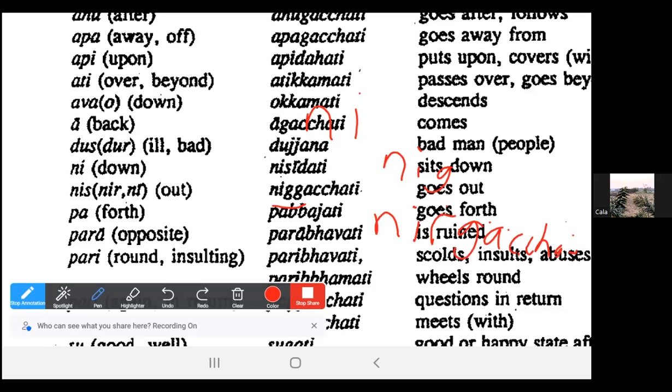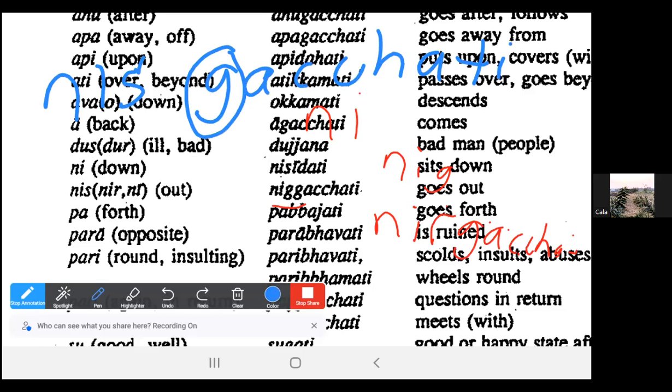Okay, so yeah, it's not clear. So let me change the color. So for example, you have the nis gacchati. Because of the influence of the G, you change it to G. So ni gacchati is easier to pronounce. If you pronounce nis gacchati, it is too difficult. You must say ni gacchati. Finish already. Anyway, it is just a small minor grammar point.